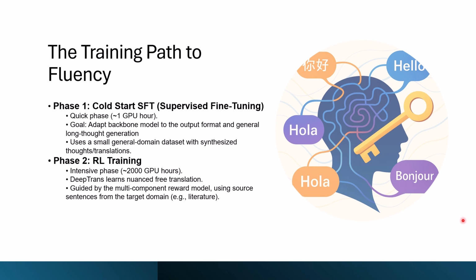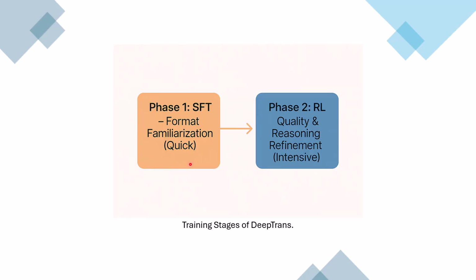The real learning, I would say, happens in phase two, which is nothing but the reinforcement learning training. This is much more intensive and it is where the model refines its thinking and translation abilities using the smart reward system that we discussed, working with text from the actual domain it's being trained for, let's say literature. So this is the more important phase, I would say. Yeah, these are the two phases, the SFT and then the RL.